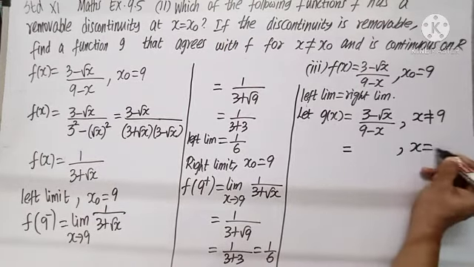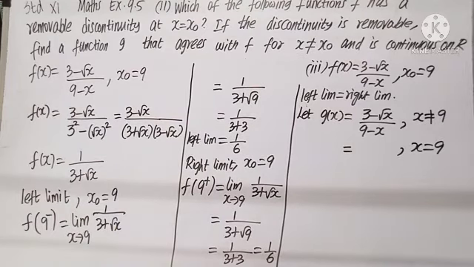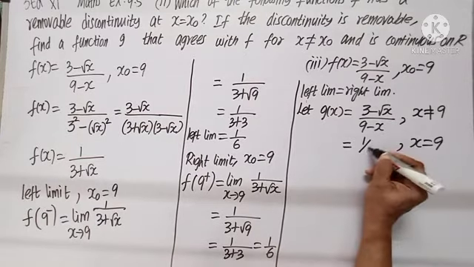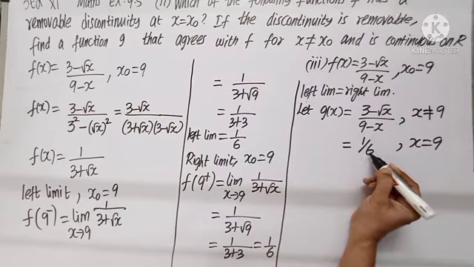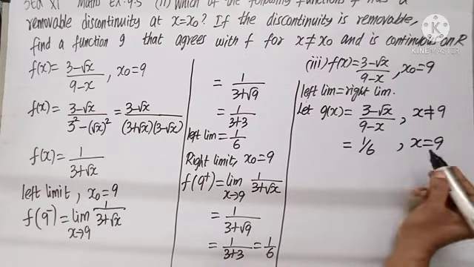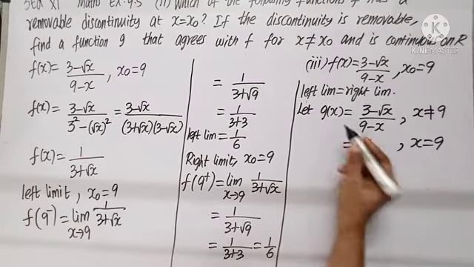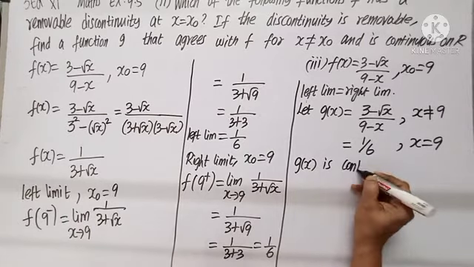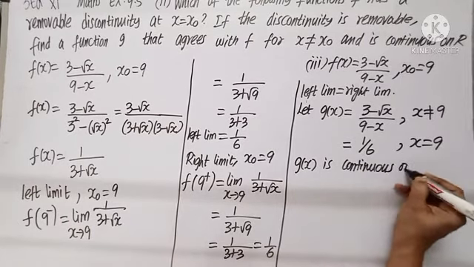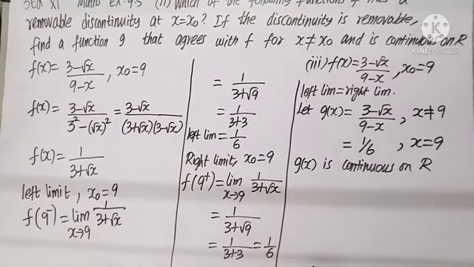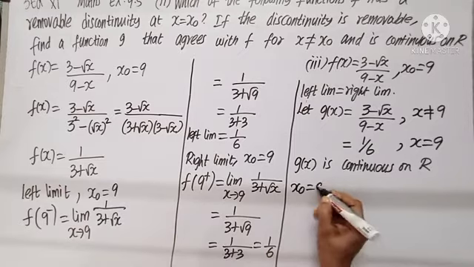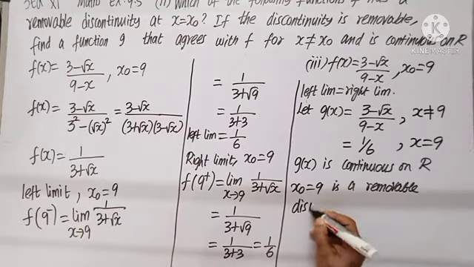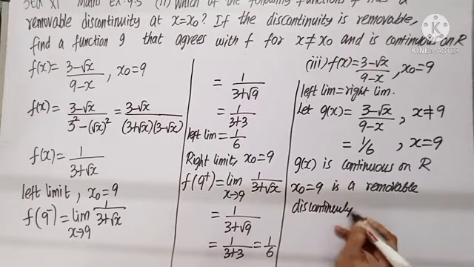When x is equal to 9, let us declare the limit value. What is the limit value? The left and right limits lead to 1 by 6. As I substitute 1 by 6 as g of x value when x is equal to 9, it becomes a removable discontinuity. And I can declare g of x is continuous on the entire real number set. And we will say x not equal to 9 is a removable discontinuity. And hence we have proved the problems.